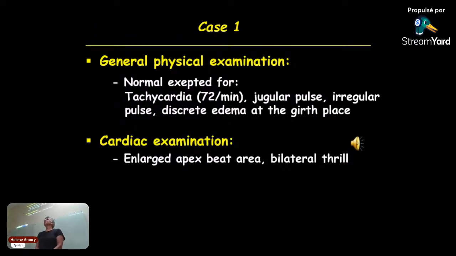On general physical examination, she had a tachycardia. She was around 72 beats per minute. She had a bilateral jugular pulse, which was irregular, an irregular rhythm, and some edema just under the sternum. On cardiac examination, the auscultation gave this.